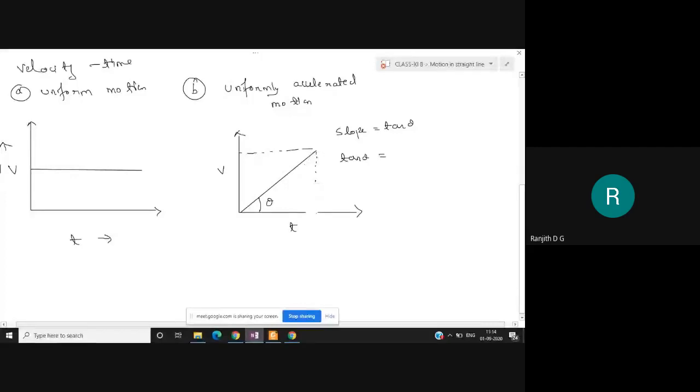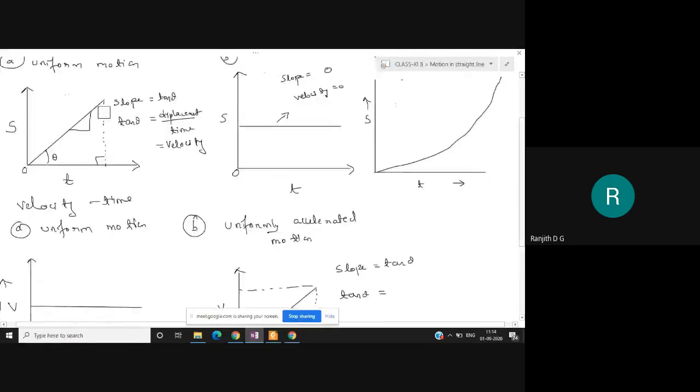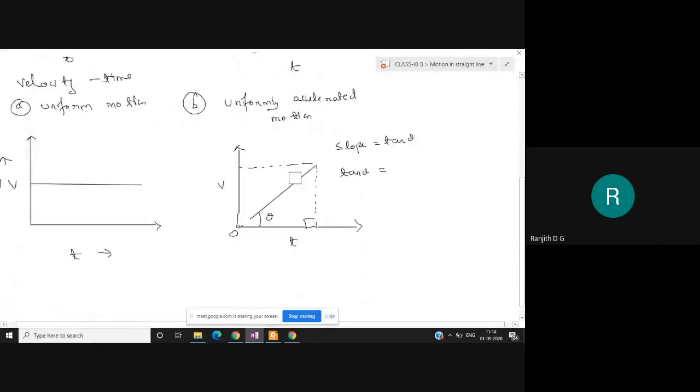Look at this triangle. What does this opposite side represent, displacement or velocity? It is parallel to the y-axis. What do we represent in the y-axis? Velocity. In the displacement time graph, the y-axis represents the displacement. Here in the velocity time graph, it represents the velocity. So tan theta is nothing but velocity, and the adjacent side is the time in this triangle. So velocity by time is acceleration.